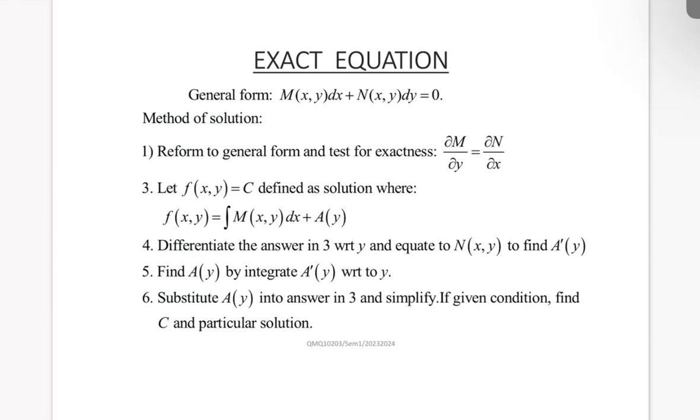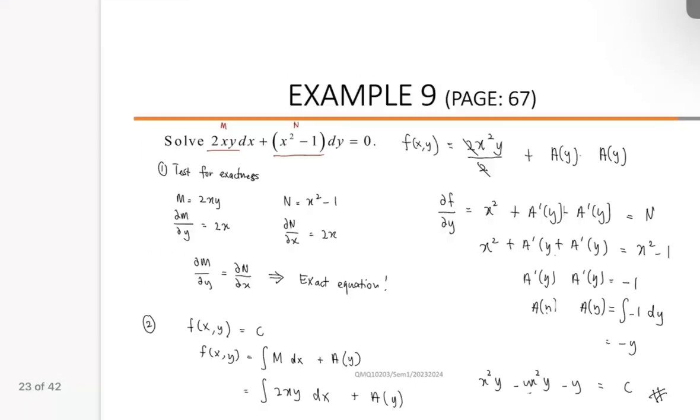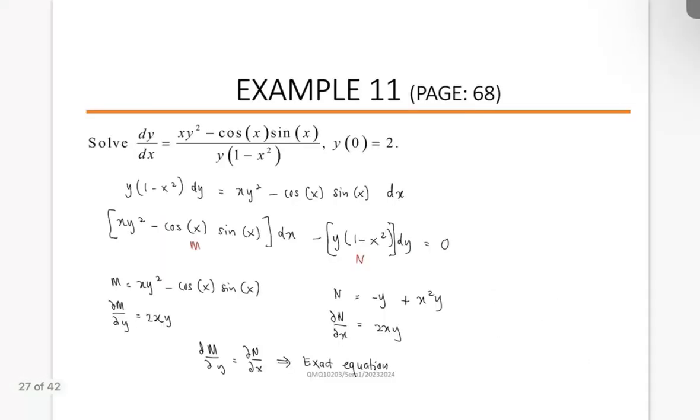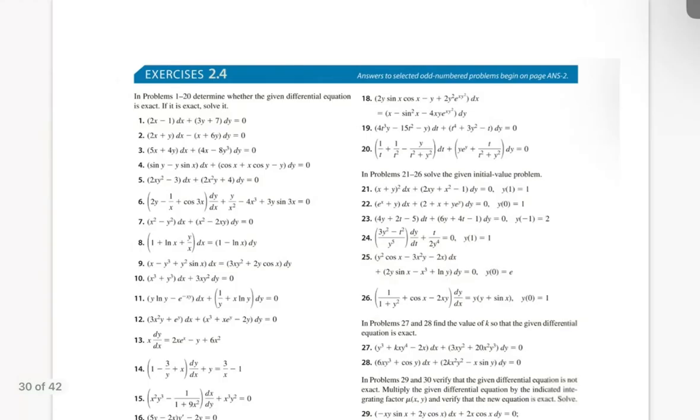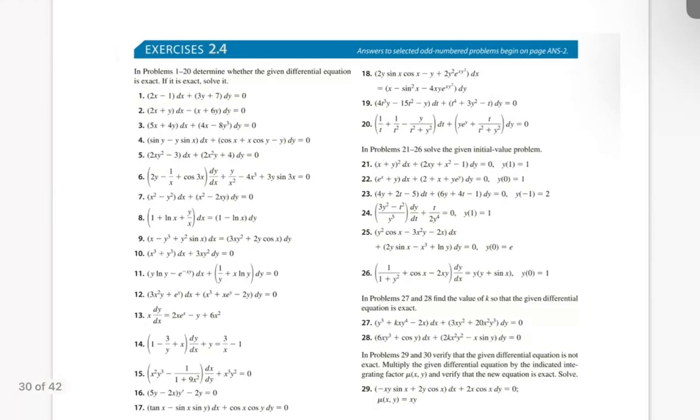Find g(y) by integrating g prime of y with respect to y, and then substitute the function g(y) into the equation that you integrated in number 3. If the initial condition is given, you can find the constant c for the particular solution. We have already seen this example, so I hope you study the example, and then let's see exercise 2.4.